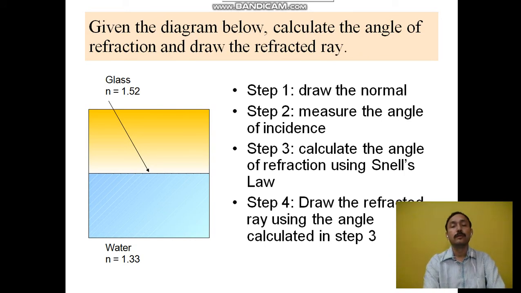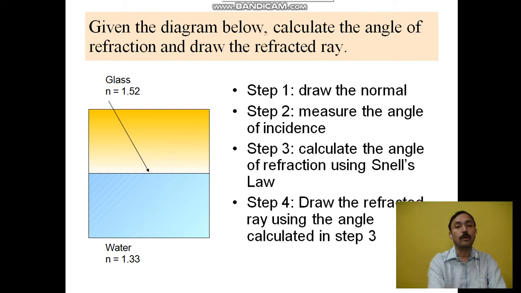Given the diagram below, calculate the angle of refraction and draw the refracted ray. Here this medium is glass and its refractive index is 1.51, and this medium is water. Its refractive index is 1.33. So the denser medium is 1.52, rarer medium is 1.33. Now we have to find out the angle of refraction.